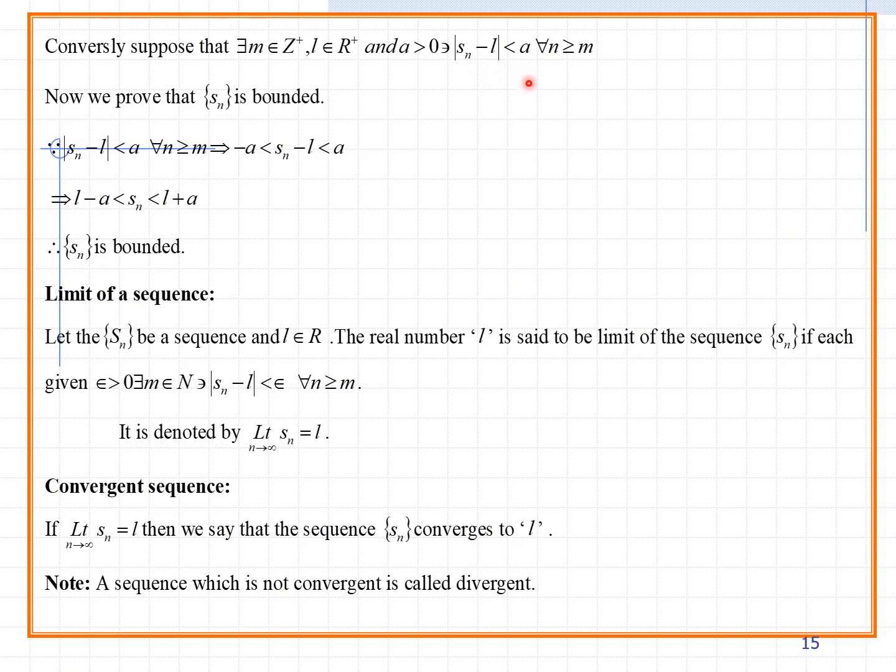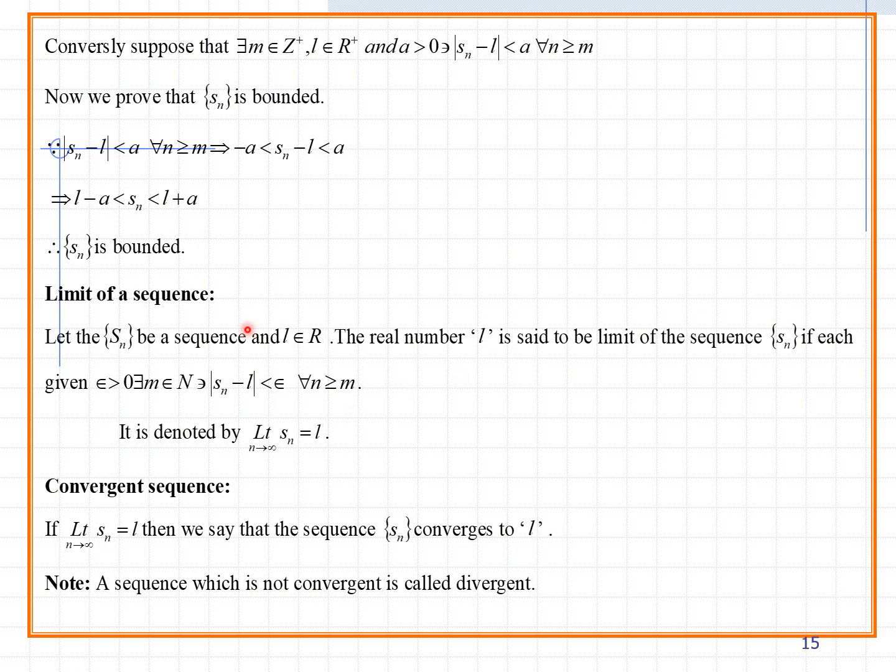Modulus Sn minus L less than A means minus A less than Sn minus L less than A. After that I can add L on both sides: L minus A, then Sn minus L plus L, where minus L plus L cancels and you get only Sn, and then L plus A. So L minus A less than Sn less than L plus A. L minus A is the lower value and L plus A is the upper value. So Sn exists between the lower value and upper value. It is called bounded. Therefore Sn is bounded. Conversely, it is proved.